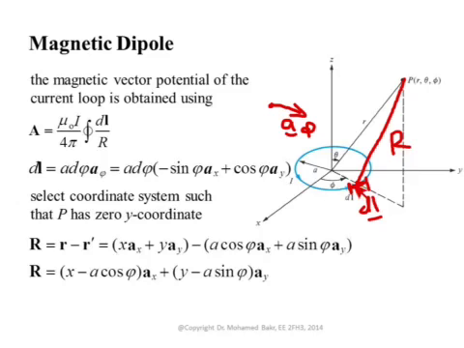So how do we start? Every point here on the wire has coordinates a cosine phi ax plus a sine phi ay. This observation point is in the xz plane; we agreed that we already rotated the axes to get that. So now this one has coordinates only x, ax, and z, and for this one here we can also calculate the difference between them.